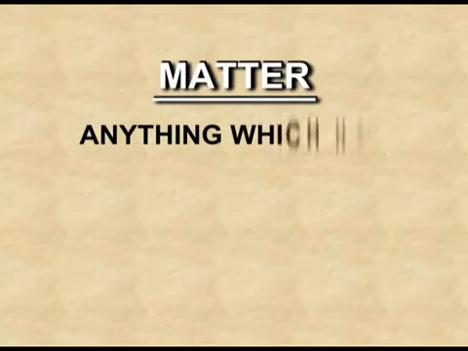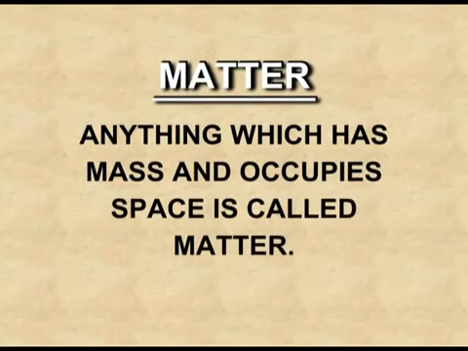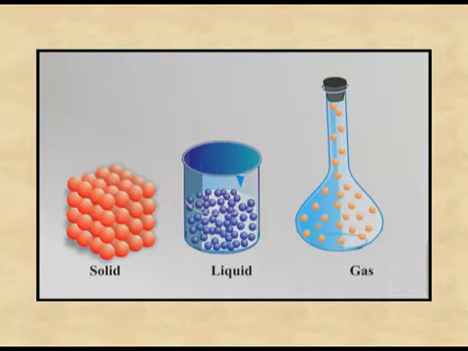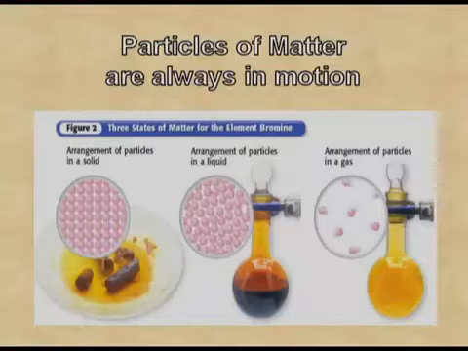Matter. Anything which has mass and occupies space is known as matter. Matter exists in three physical states: solid, liquid and gas. It all depends upon how the constituent particles are packed and the strength of the intermolecular forces. In solids, the constituent particles are very closely packed and the intermolecular forces are very strong. In liquids, as compared to solids, the molecules are not so closely packed, and in gases, the molecules are very loosely packed.